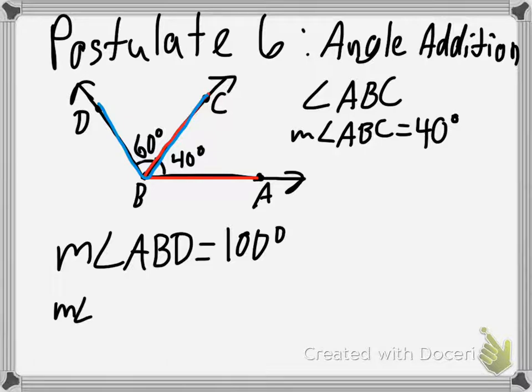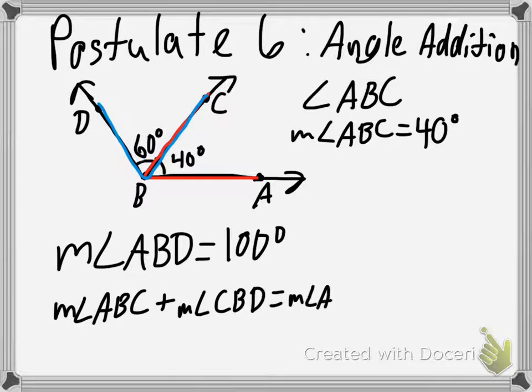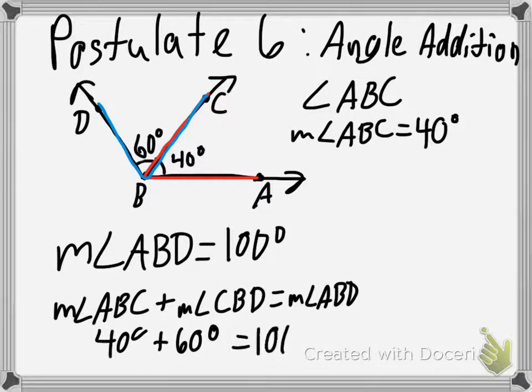So if we take the measure of angle ABC plus the measure of angle CBD, we're going to get the measure of angle ABD. That's 40 degrees plus 60 degrees equals 100 degrees. Now there's one more thing I want you to notice about these angles.